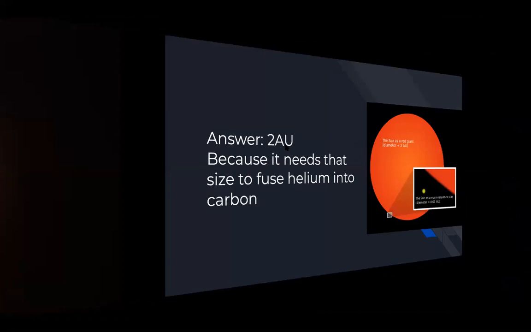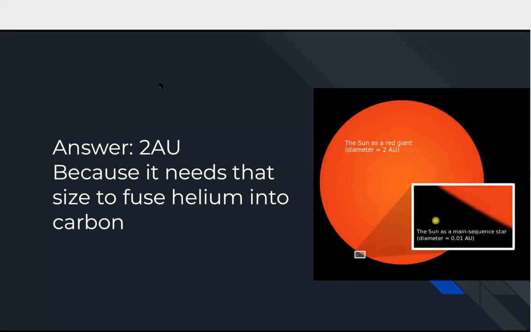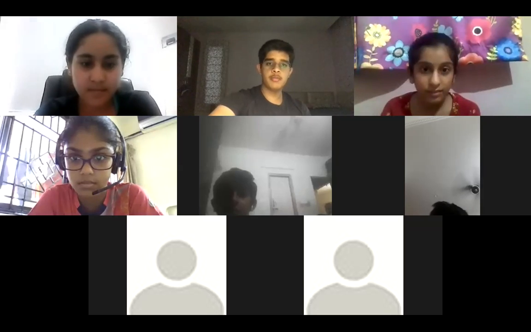2 AU. So Nishka, for your reference, that's 200 times as big. Because it needs to fuse helium into carbon, which means nuclear fusion. So whoever said that, they get the mark. Okay. Now, that's it for this presentation. I'm going to stop screen sharing now.